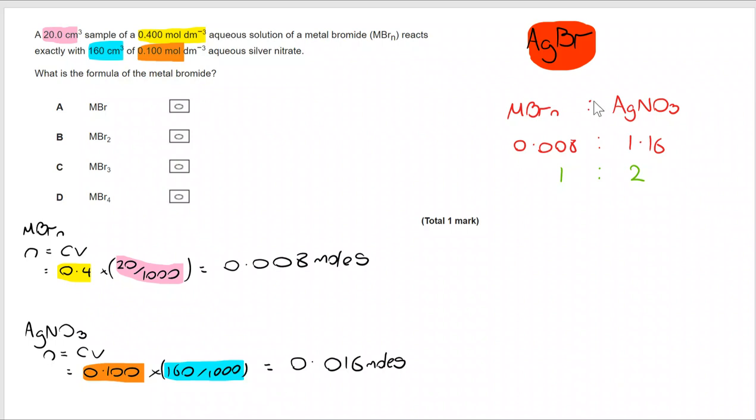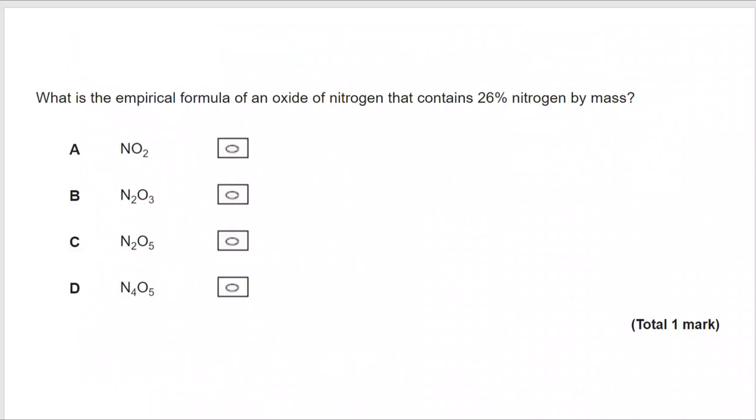Now, if one silver combines with one bromine, and I know that my MBr2 is in a 1 to 2 ratio with AgNO3, then it's actually MBr2 that I'm going to be working with, because my MBr2 will yield 2 Br minus ions, which gives me 0.016 moles of Br. Next question for you to have a go at.